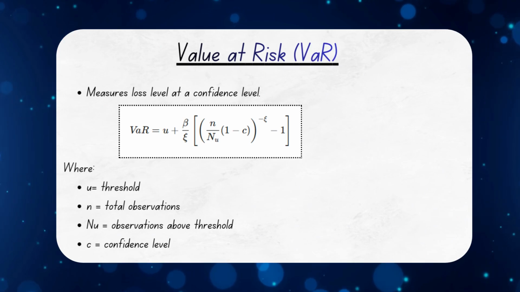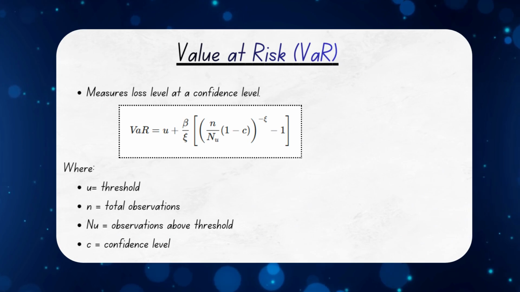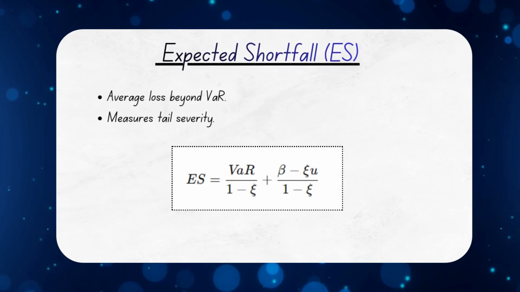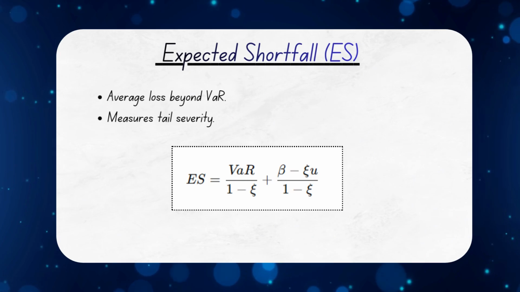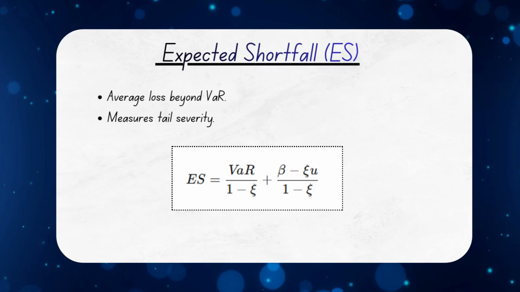Value at risk, or VaR, represents the loss level at a chosen confidence level. Expected shortfall, or ES, measures the average loss beyond VaR. It captures the severity of tail losses and is generally considered more informative than VaR.